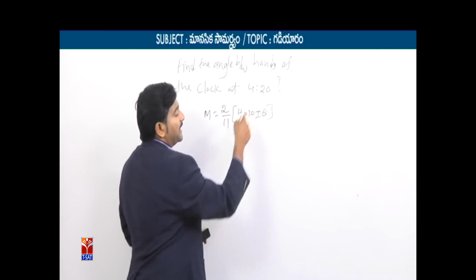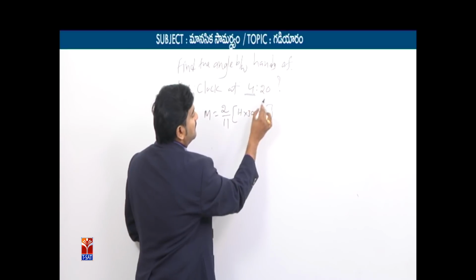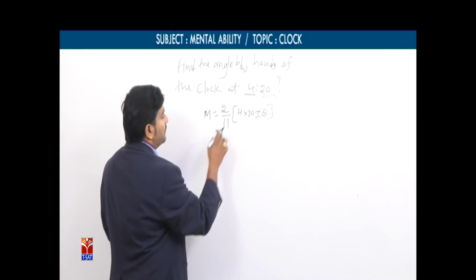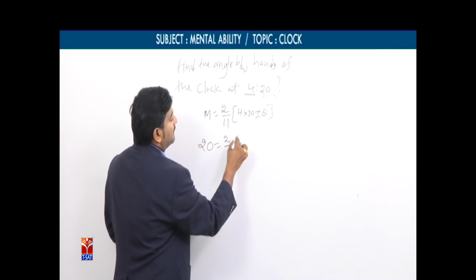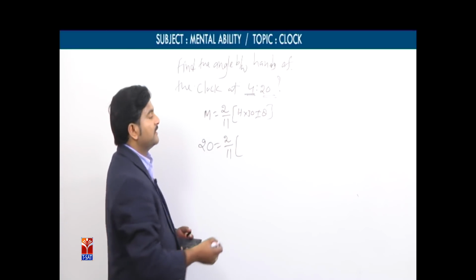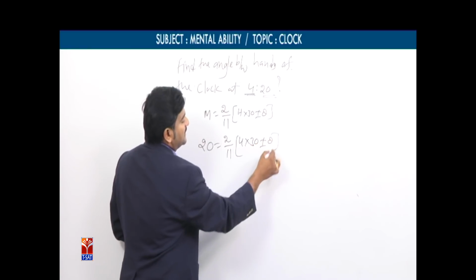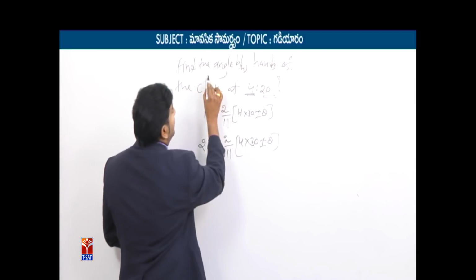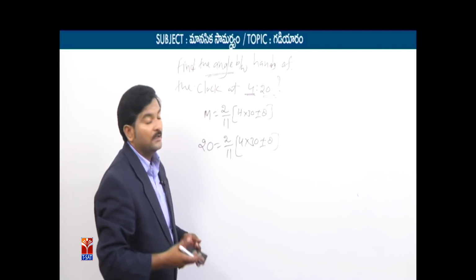Tell me what is the given time? 4:20. What does it mean? Hours is 4 and minutes are 20. So if you substitute, minutes is equal to 20. 20 is equal to 2 by 11 into h, and how many hours are given? 4 hours. So simply 4 into 30 plus or minus theta. Here we need to find only the theta value, because what is the given question? Find the angle between the hands of the clock at 4:20.